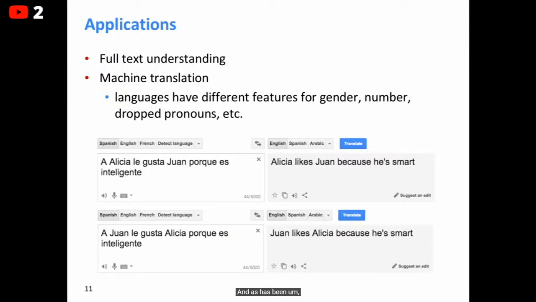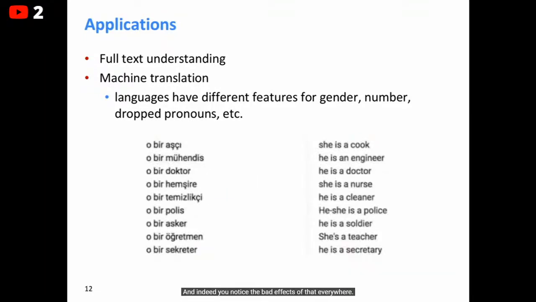And as has been covered quite a bit in the media now, and I think came up in an earlier class, Google Translate mainly just defaults to male. So if you flip it around and say Juan likes Alicia, it also says because he's smart, whereas probably it should be because she's smart in that case. And indeed, you notice the bad effects of that everywhere.